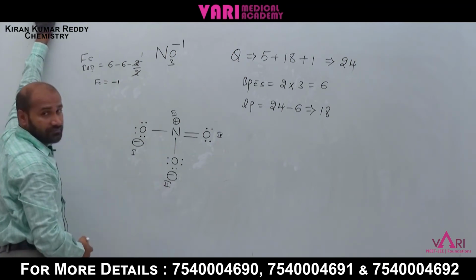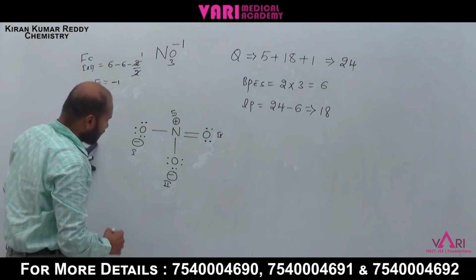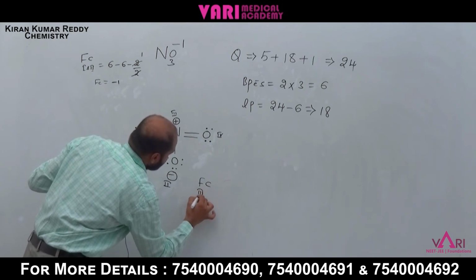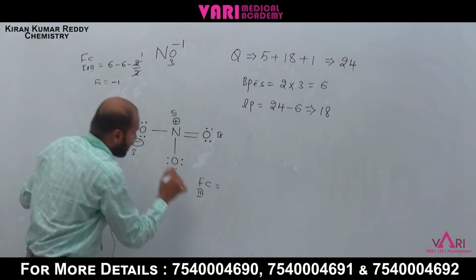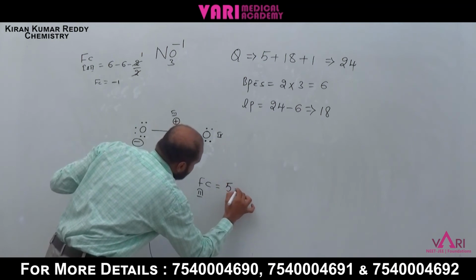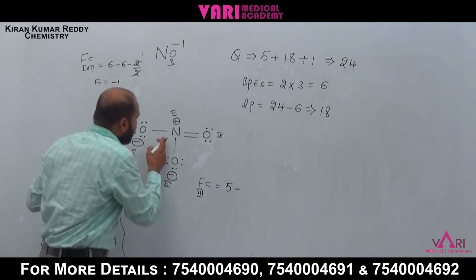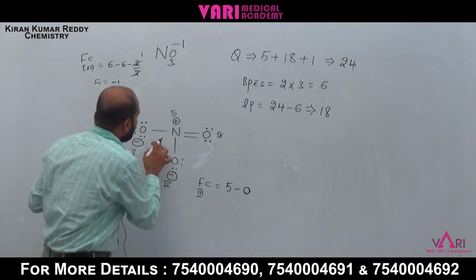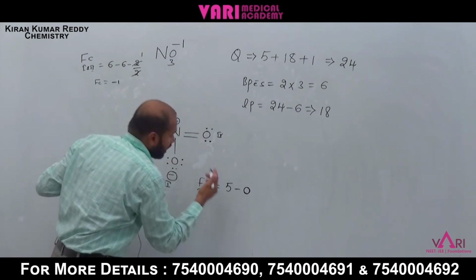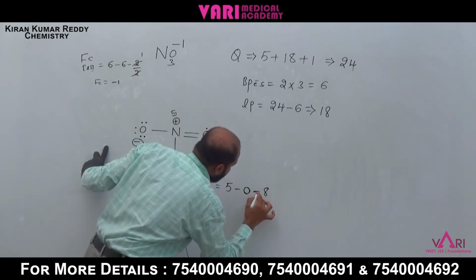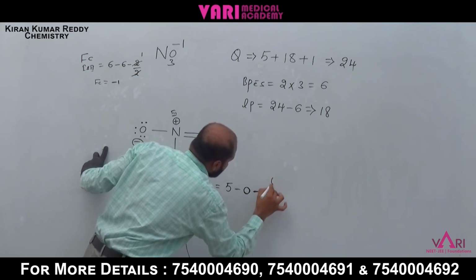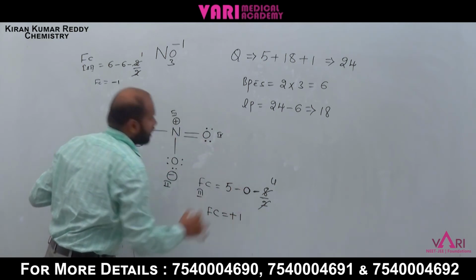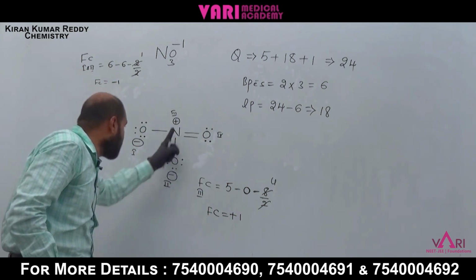Yes, -1 I have written. Next, the formal charge of nitrogen, in the third structure. Nitrogen belongs to the fifth group, that's why 5 valency electrons. Next, any lone pairs? 0 lone pairs. Now the number of bonds: 1 2 3 4, 4 into 2 is 8, 8 by 2 is 4. 5 minus 4, the formal charge is +1. The formal charge on nitrogen is +1.